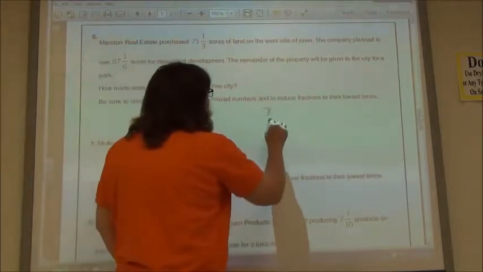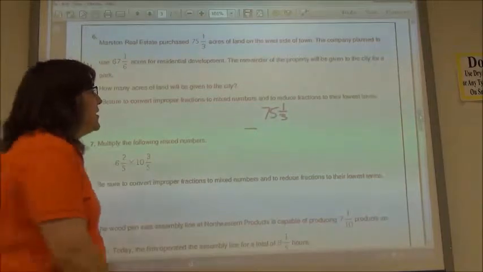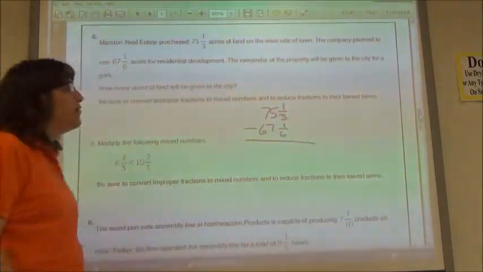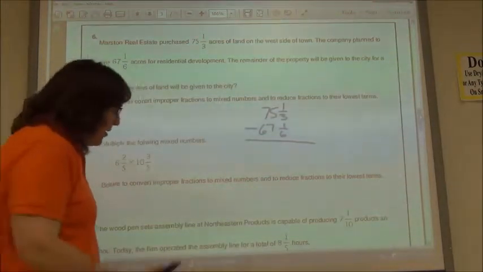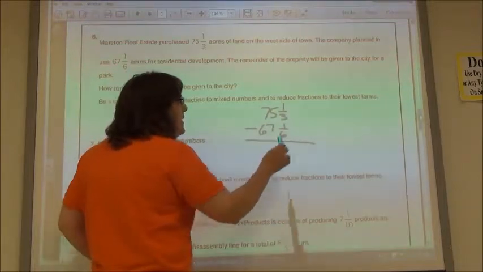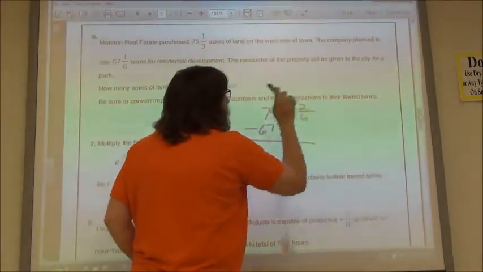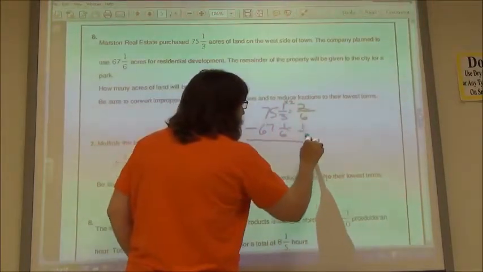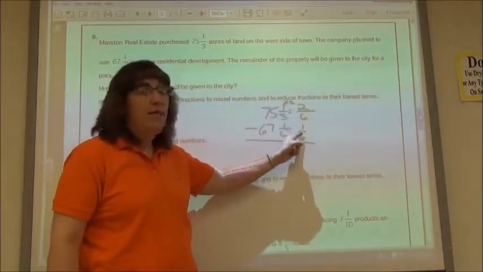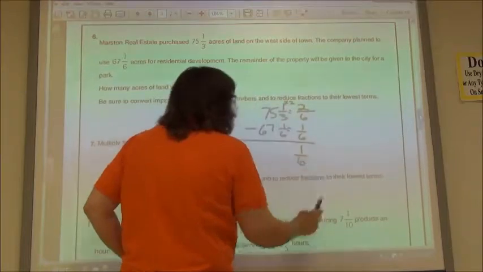So we have 75 1/3, but we're going to use part of it for development, 67 1/6. We want to know how much they have left for the park. So again, subtracting fractions, we have to have a common denominator. 3 does go into 6. So 3 goes into 6 two times, and 1/3 is 2/6. The 6/6 doesn't have to change, and fortunately on this one we can take 1 away from 2, so we don't have to borrow. 2 minus 1 is 1, so we get 1/6.